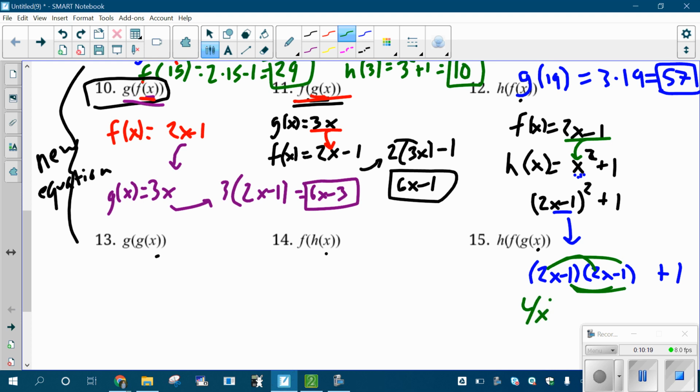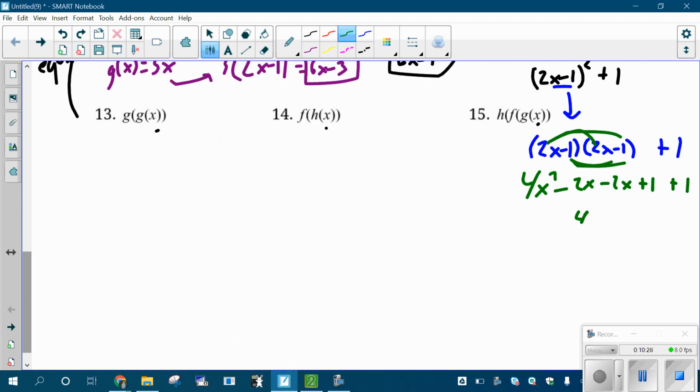4x squared minus 2x minus 2x plus 1. I solve that other plus 1. I'm going to do a little combining like terms. 4x squared minus 4x plus 2. And that would be my final answer.